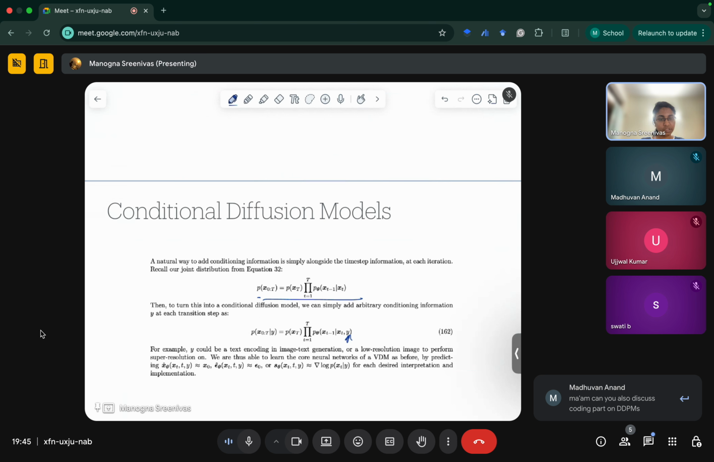Can you also discuss coding parts on DDPMs? Okay, wait, let me see. I didn't actually look up any coding material for this.